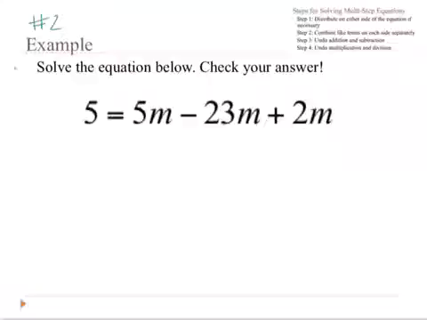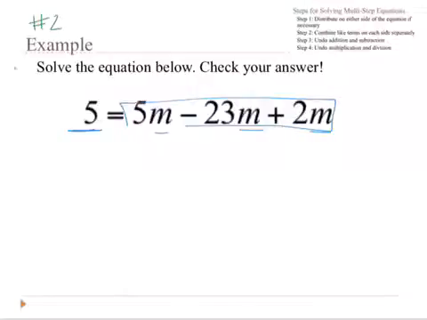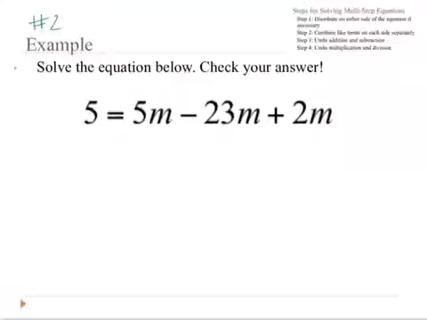Well, to do that, we need to determine what like terms are. This is a constant. These are letter terms or variable terms. They each have a variable. And since they each have the same exact variable raised to the same exact power, they are like terms, and we can combine them. As we combine them, we need to work left to right following order of operations.